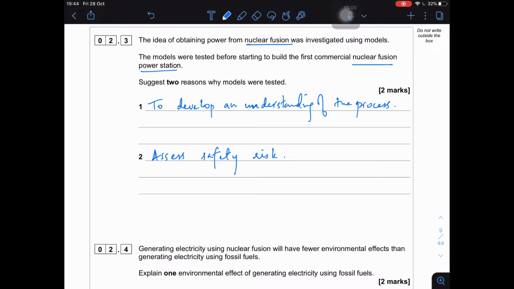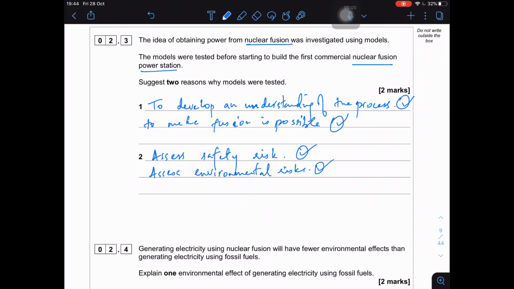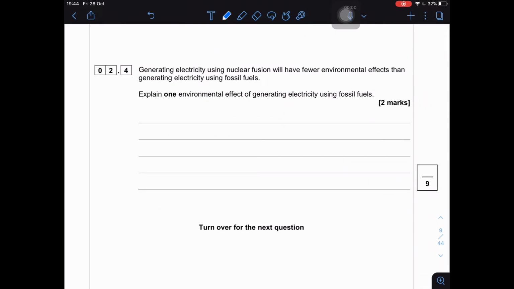You can also say assess environmental risks. To make sure fusion is possible. Any two of these answers are acceptable. Alright, next one.